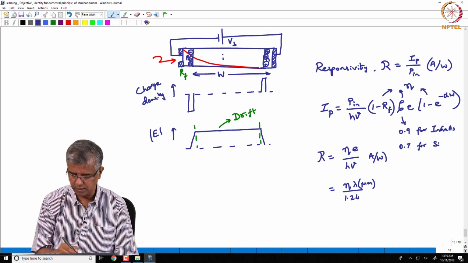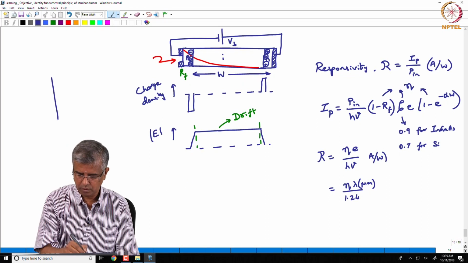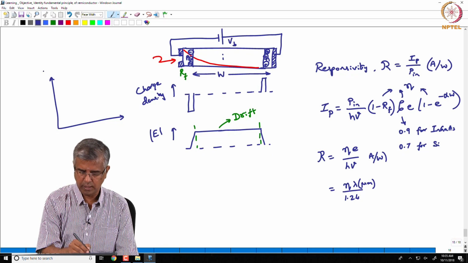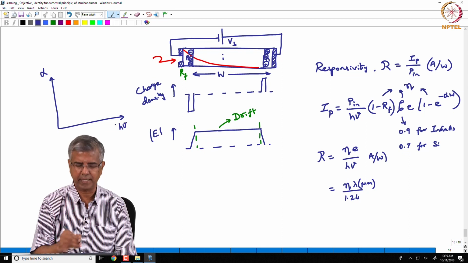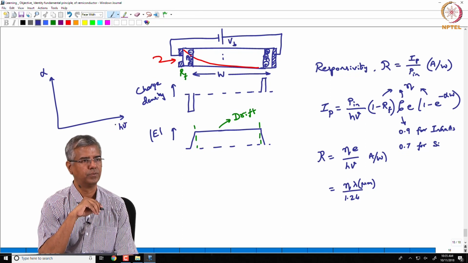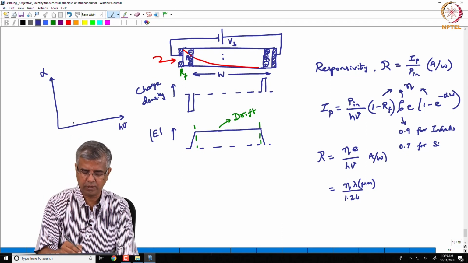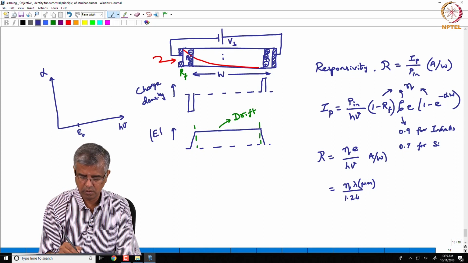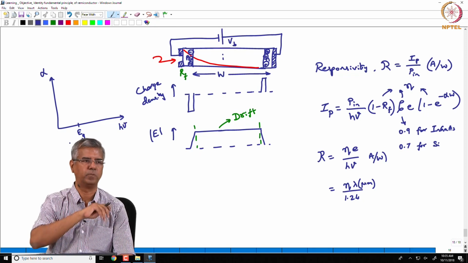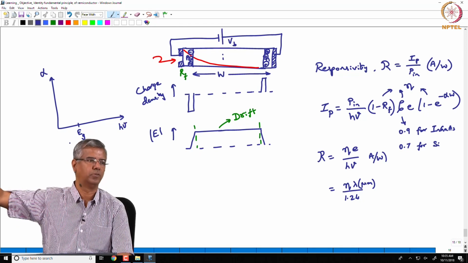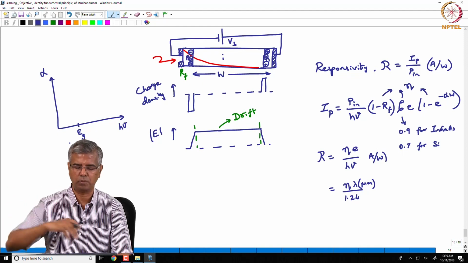You can basically say that alpha, if you are tracking as a function of h nu, what is the alpha for h nu less than Eg? 0, there is no absorption, light will just go straight through, right, there is no absorption happening.